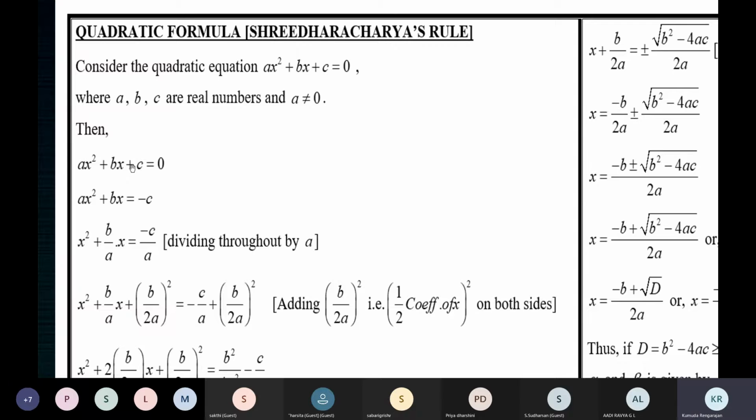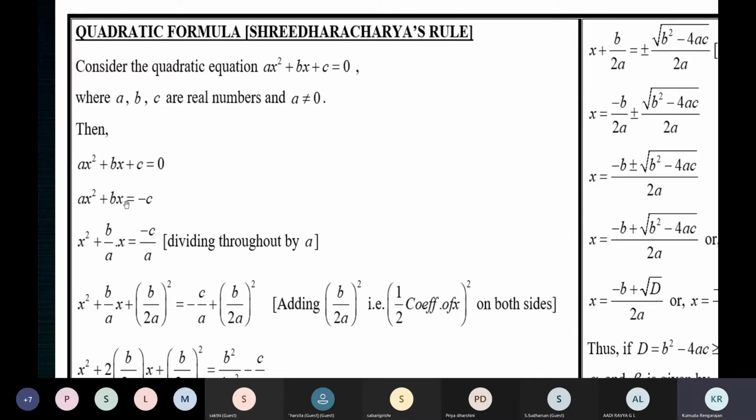First step, shift c to the other side. That is, transpose c. c is the constant. This is the x squared term, this is the x term, and this is the constant. Shift the constant, or transpose the constant. That's the first step. So ax squared plus bx is equal to minus c.